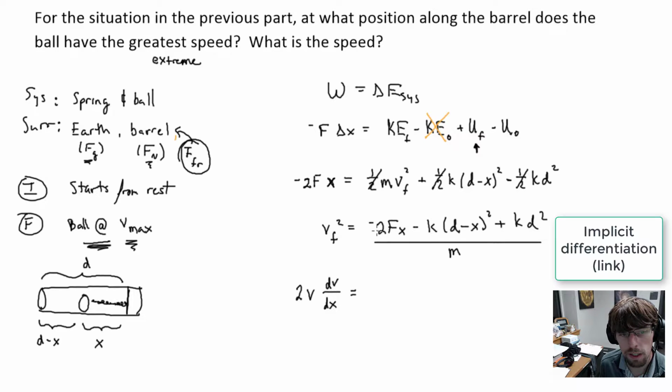And on the right-hand side, first term, I get negative 2f. The second term, I have negative k. And since my x is in a parentheses, I power rule it, so the 2 comes down. I multiply by d minus k, whatever's inside the parentheses, and it's to the first power. 2 minus 1 gives me the first power. Then I got to chain rule it. I have to take the derivative of everything inside the parentheses, negative 1.